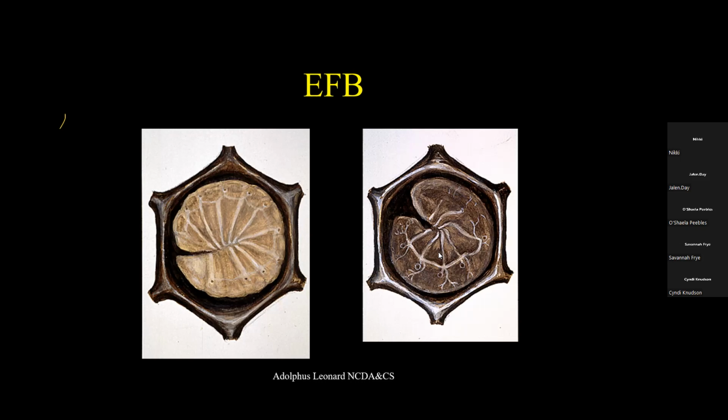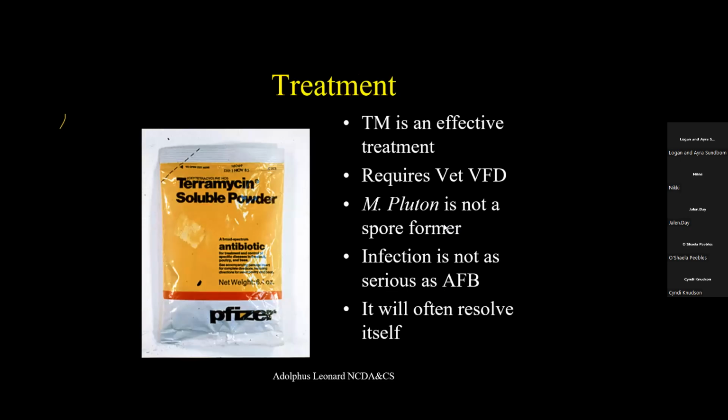The Melissococcus pluton is the primary causative agent, but there's other opportunistic bacteria that join in the party, and probably some of them are making some of these strange colors. Terramycin, or oxytetracycline, is an effective treatment for this disease. European foulbrood is not a spore former, so once you kill it with antibiotics, it's down for the count, at least generally speaking. Many times you don't have to treat with anything, but it does require a veterinary feed directive or prescription. It's not nearly as dangerous as American.